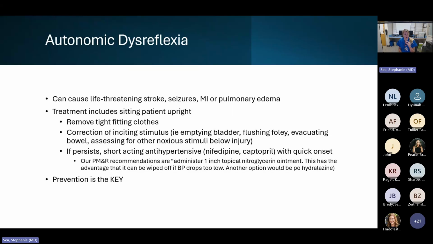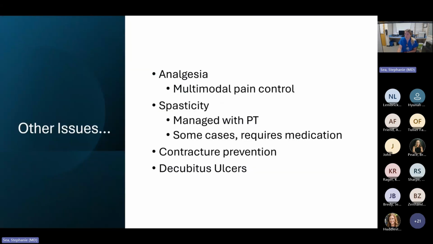If you actually look in the PM&R notes, their recommendations for persistent autonomic dysreflexia, I took this quote for quote from them: administer 1-inch topical nitro ointment. This has the advantage that it can be wiped off if your blood pressure gets too low. Another option would be PO hydralazine. So again, there are recommendations within the chart for this. And ultimately, prevention is key for these.